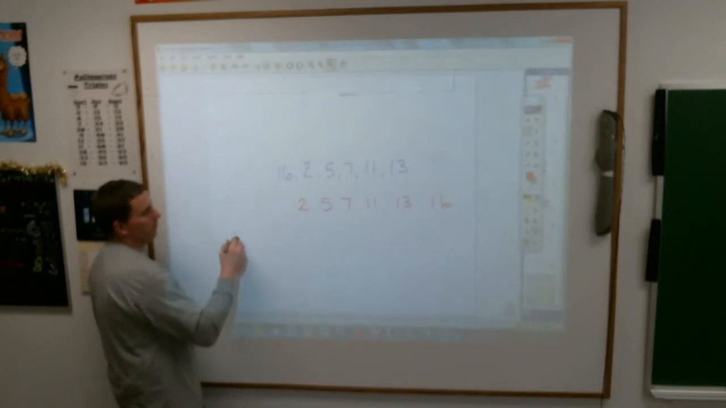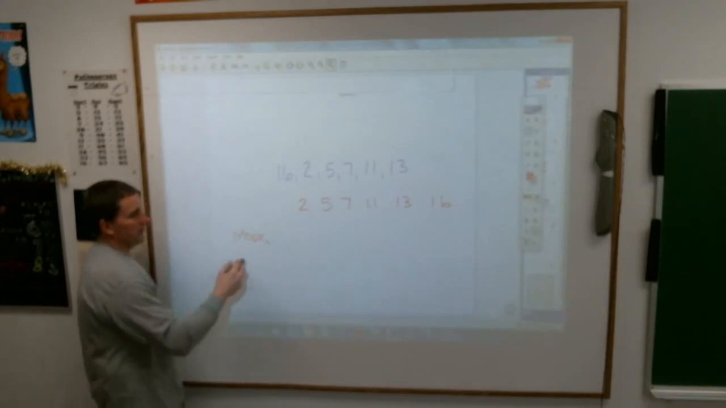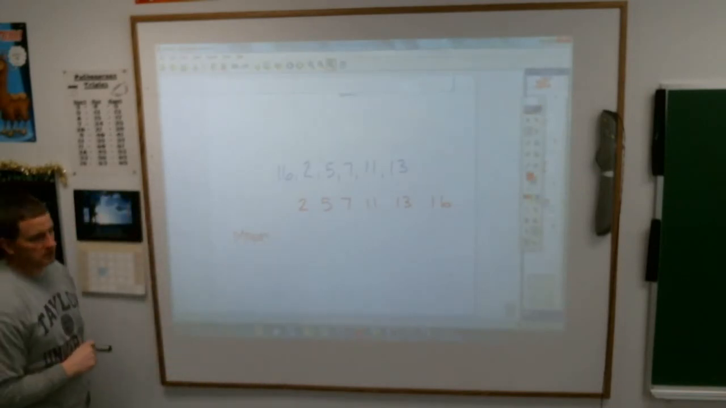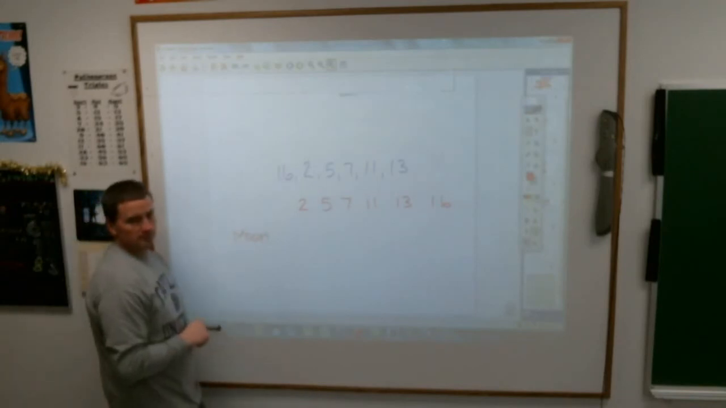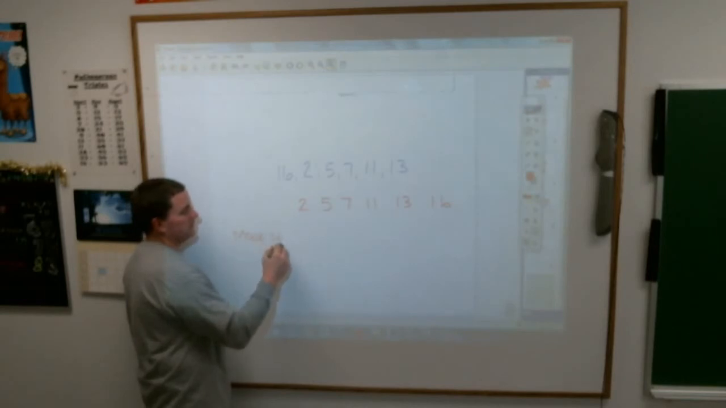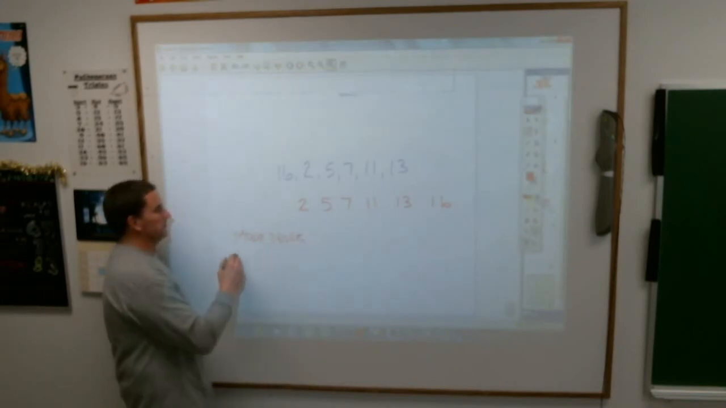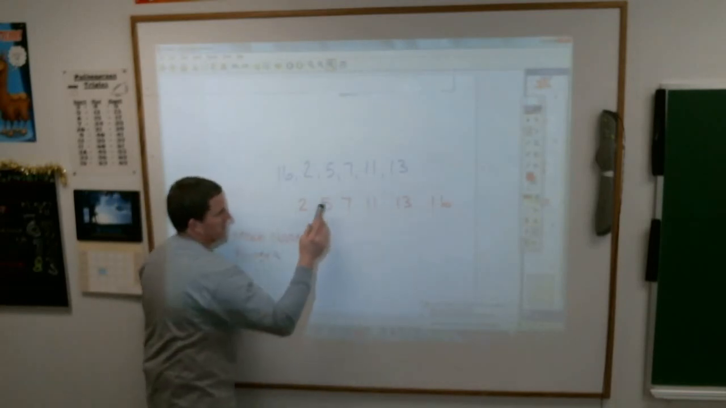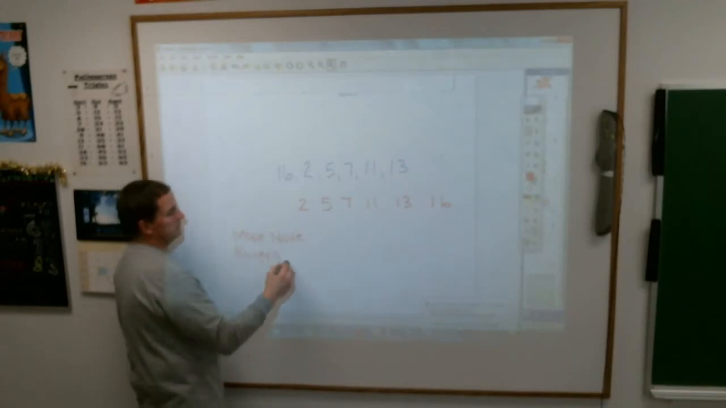Doing the easy ones first. What is the mode? What number appears the most? Somebody help me out on this one. Isabel? All of them or none of them. If nothing repeats, we have no mode. Okay. We're going to do the range next because I like that one. Range we always have. What's the range of this one? Biggest minus smallest. Jaden? 14.